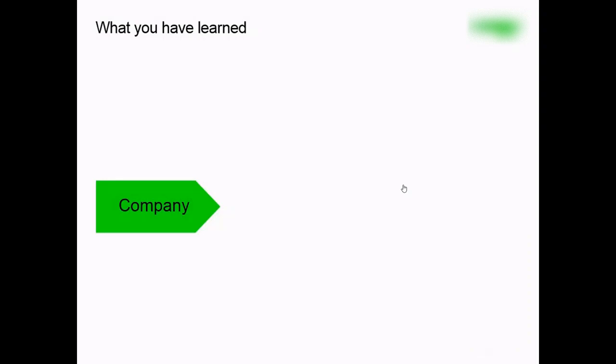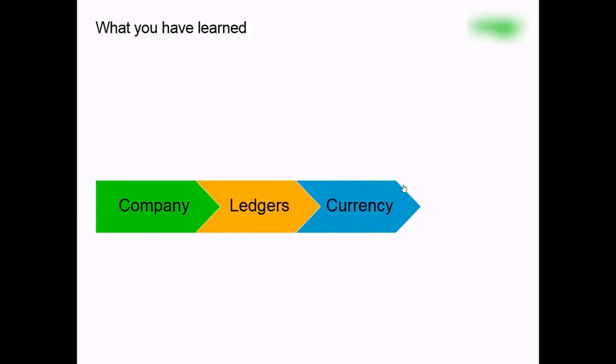In this lesson, you have learned that every company has to have an account core model, and the model determines what ledgers the company will use and what currency the ledgers will post transactions in, as well as how the transaction currency and exchange rate are determined and calculated.